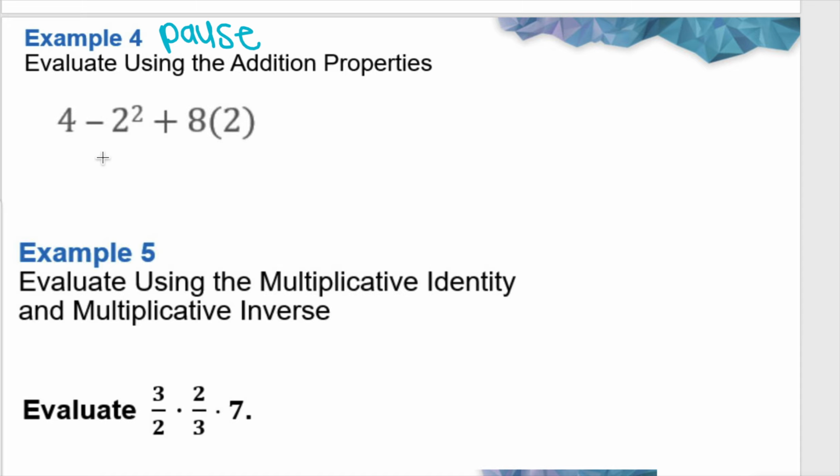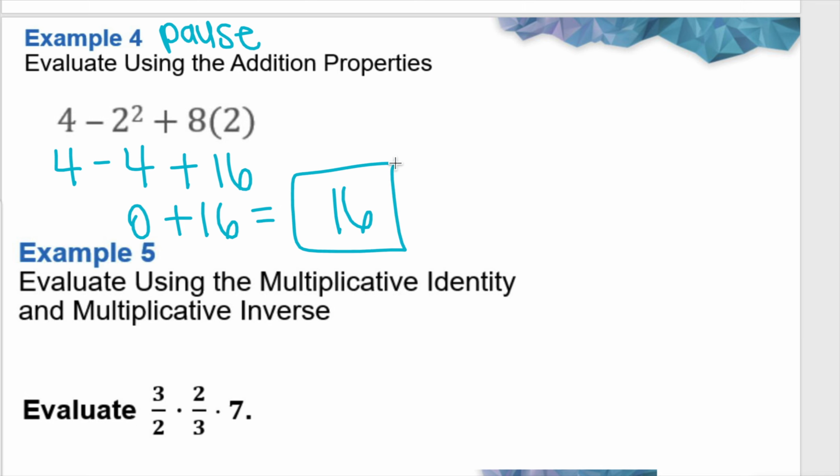So this one does say use the addition properties, but how we're using addition properties is through order of operations. So I would first start solving by my parentheses, exponents, multiplication, addition, subtraction. And I went ahead and did my exponents and my multiplication. 4 minus 4 is giving me 0, so this is going to be the addition identity property. 0 plus 16 is just going to give me itself, 16.